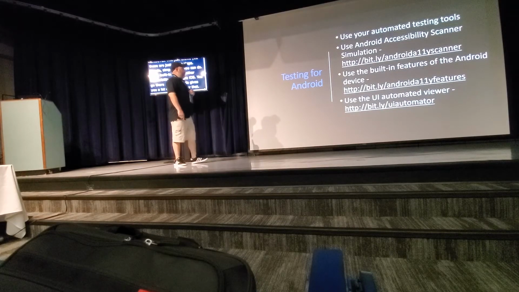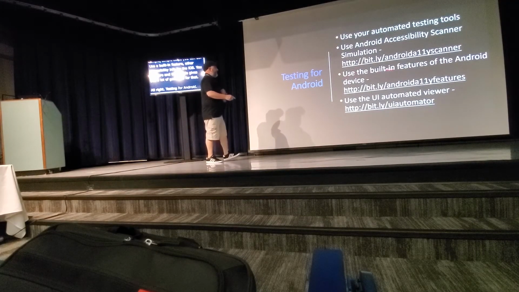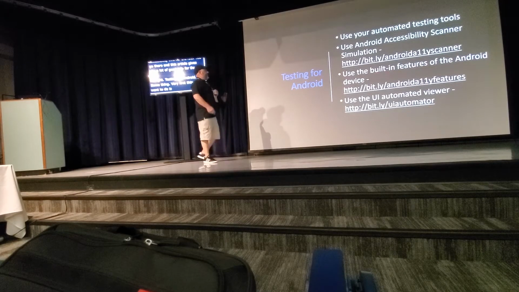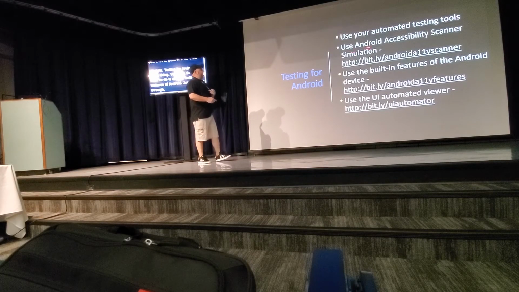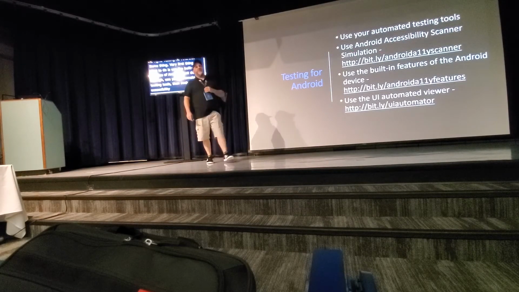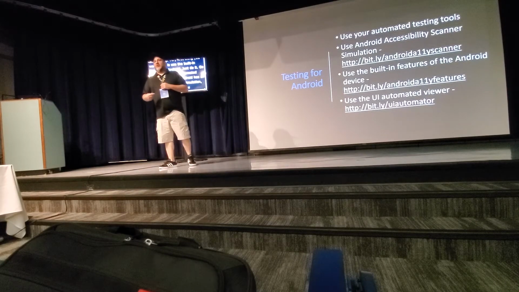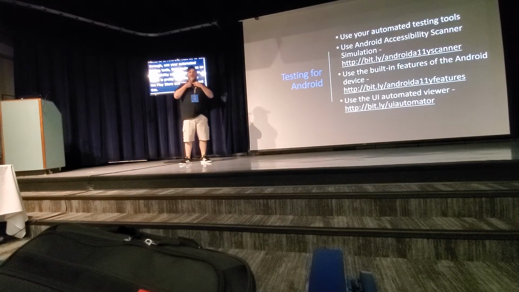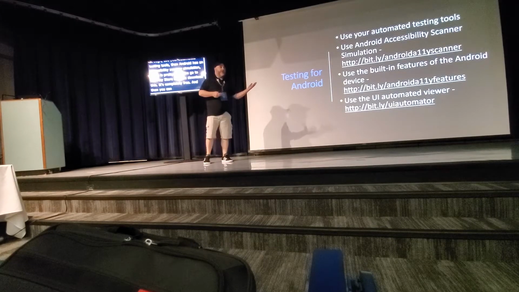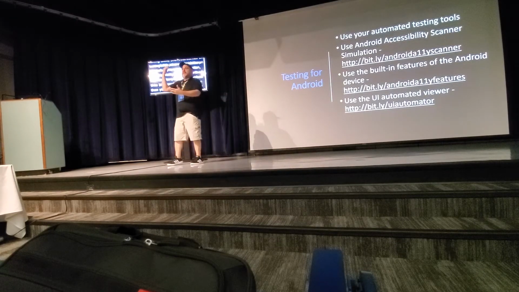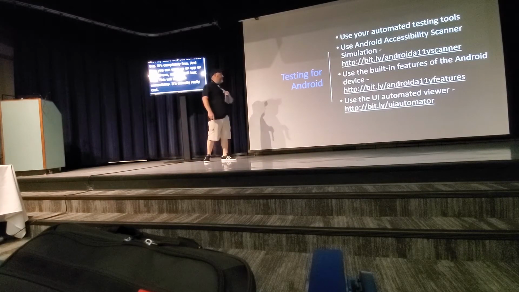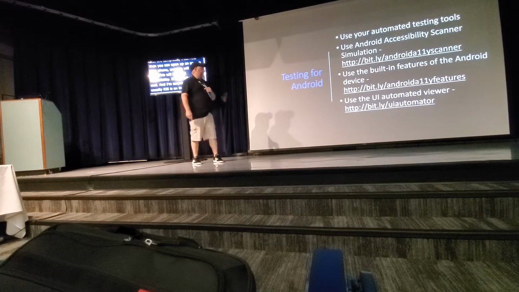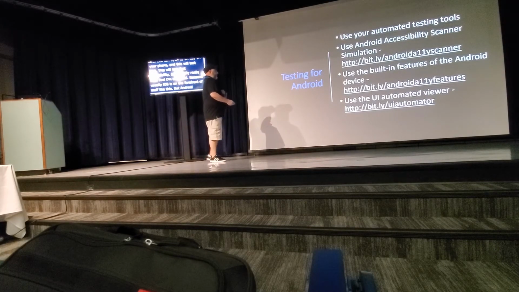All right, testing for Android. Same thing. The very first thing you want to do is use the built-in features of Android. Just do it. Then you go through and use your automated testing tools. Android has an accessibility scanner, which is pretty cool. You go to the Play Store and download it. It's completely free, and then you can open up an app on your phone and this will test that accessibility. It's really cool, and I'm surprised because usually iOS is on the forefront of stuff like this, but Android's got it. Use the UI Automator Viewer, and you can get that here as well.